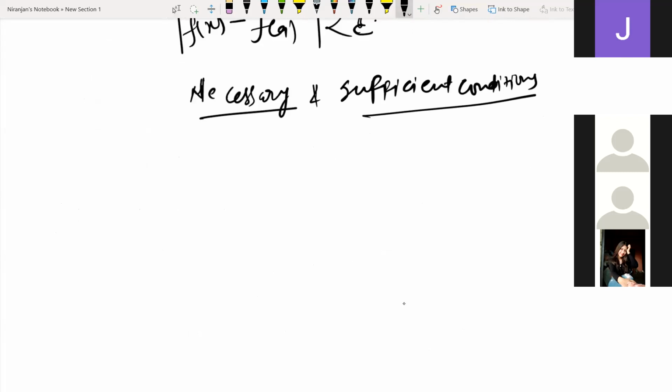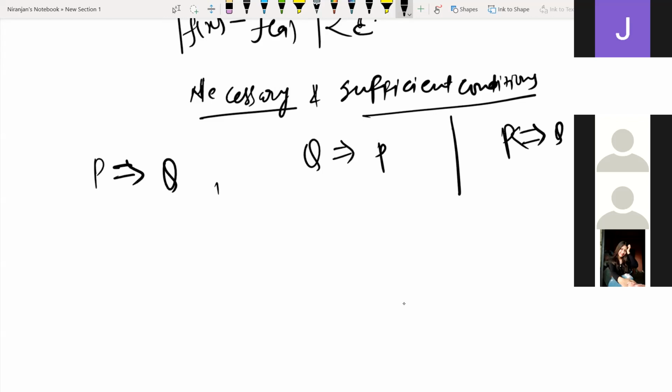So what does necessary and sufficient condition mean? When you talk about P implies Q, or Q implies P, and P both-way implication Q. Now think about the example that I gave you. If my car is out of gas, then my car won't run.